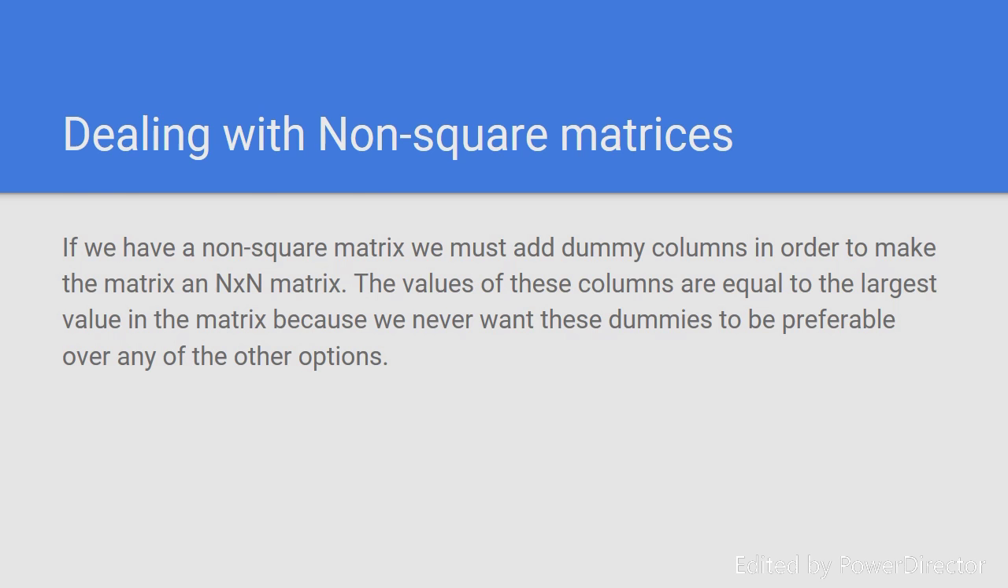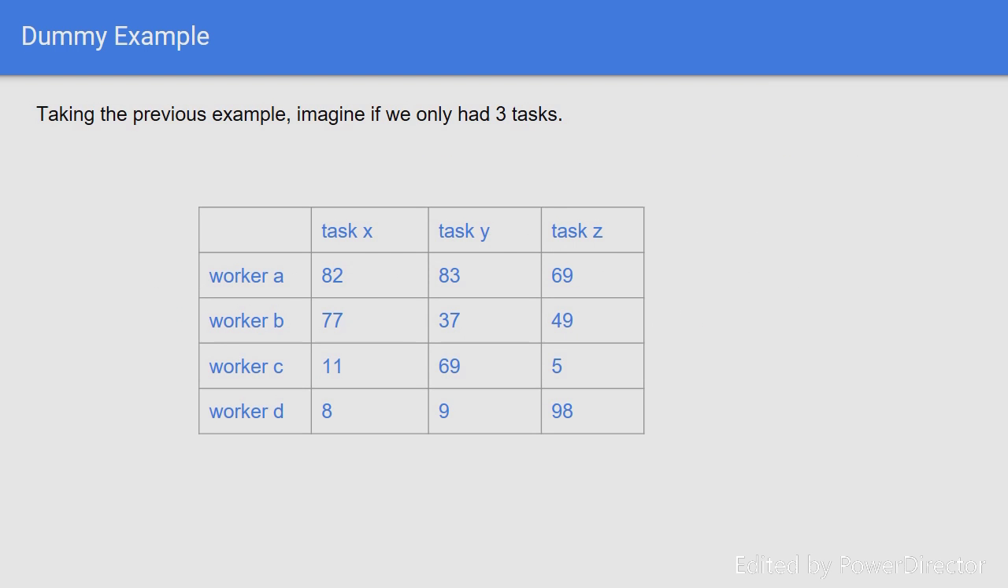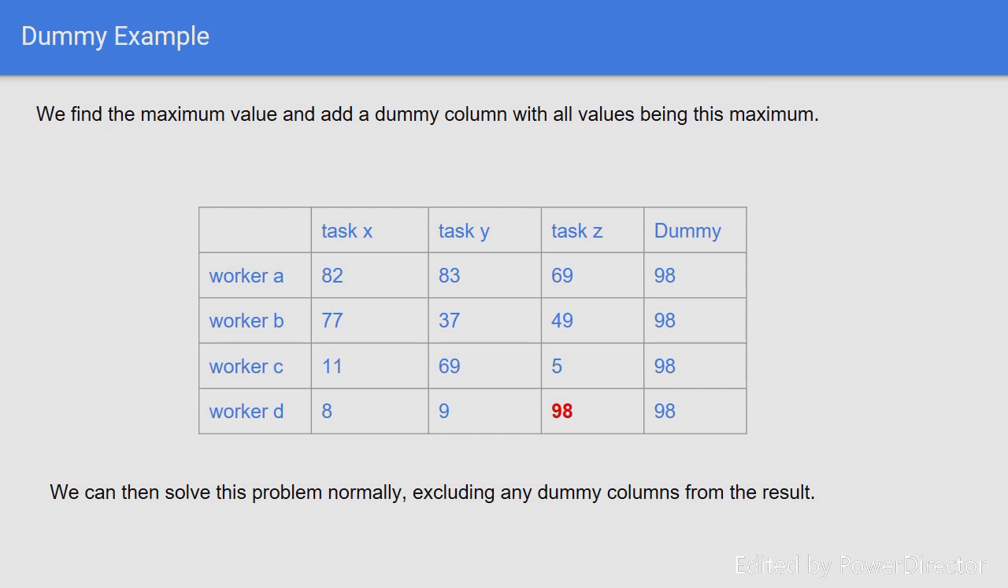Let's pretend the previous example only had 3 tasks and 4 workers. We cannot directly apply the Munkres algorithm because the matrix is not square. We need to add a dummy task. The largest value in the matrix is 98. So we set all of the values in the dummy column equal to 98. Now that we have a square matrix full of values, we can solve the problem normally. Remember though, any result from the dummy column is excluded from the final solution, so whichever worker ends up with 0 in the dummy column doesn't add the value of that solution to the final result.